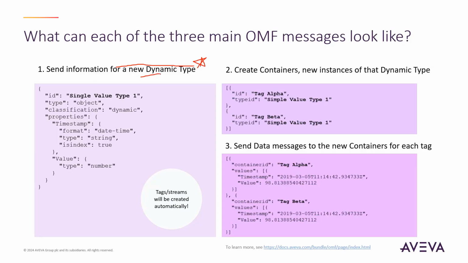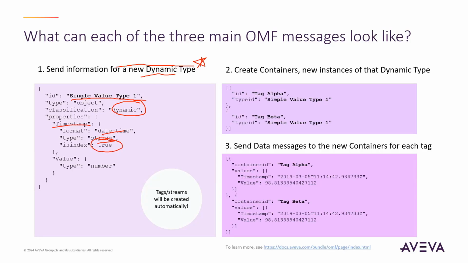But basically, we'll say, okay, we're sending a dynamic type. I'm going to call my type, or maybe my class name, single value type 1. It's dynamic, so I'll be sending real-time updating values. So store these in streams or PI Points. I've got a timestamp, which is a date-time formatted string, and it's the index.